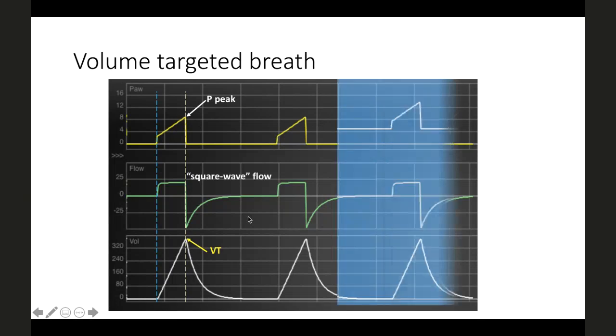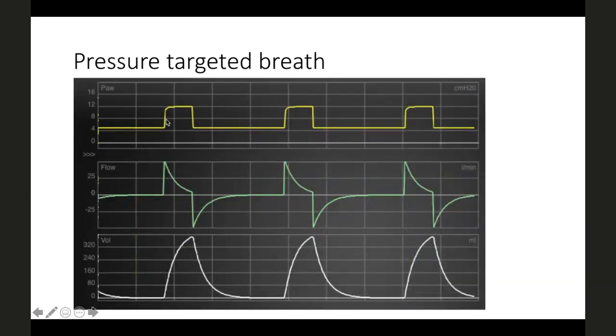In pressure control, things are different, where we try to attain the set pressure control value from the time of trigger. To attain it, this is the rise time. From the baseline, it goes to the set pressure value. So this is the rise time. If you want to reach the set value at the earliest, you need to start with a very high flow. And once the pressure is attained, then you need to reduce the flow to maintain the volume. So this is the decelerating pattern.